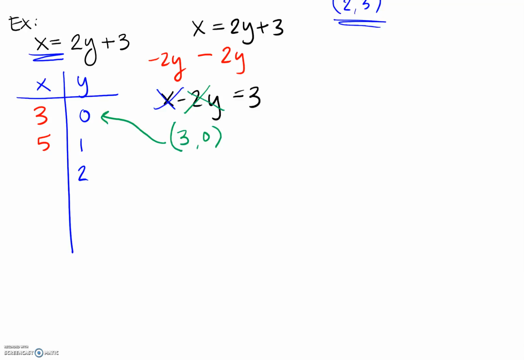Anytime your intercepts don't divide out evenly perfectly, like I said, this 2 does not go into that 3. That's when we're getting in trouble. So this is not the best way to go.